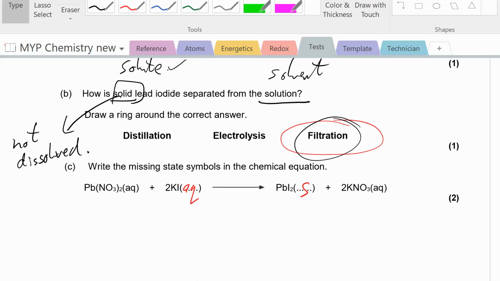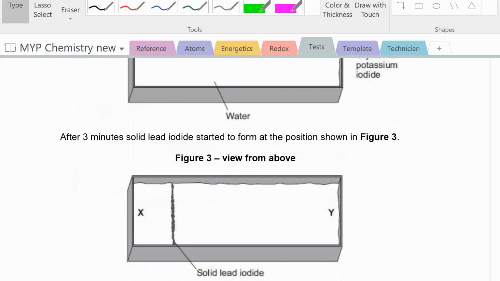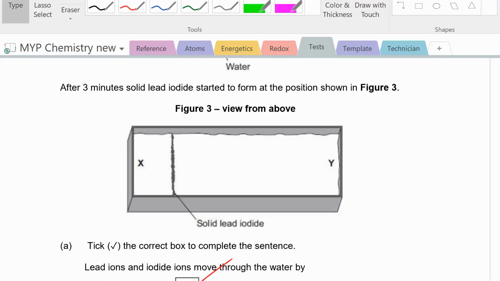Write the missing state symbols. While the reaction was two aqueous solutions and we formed this solid, this is what we could filter off. Because they're in two different states, it's very easy to separate them. This one's a solid, this one's aqueous, so this will pass through filter paper, whereas this one will get left behind.